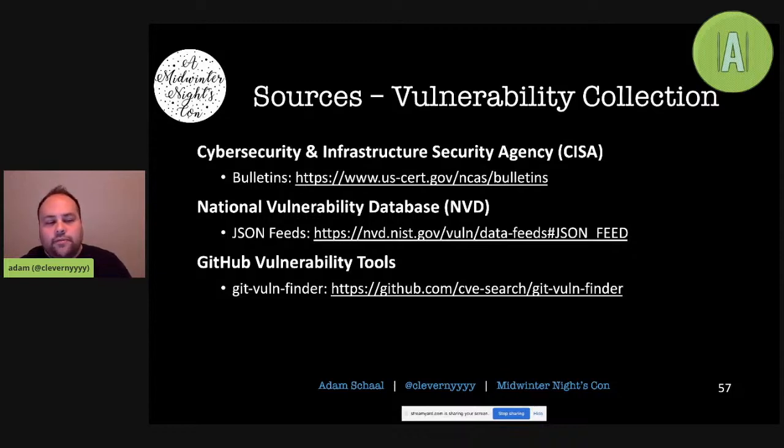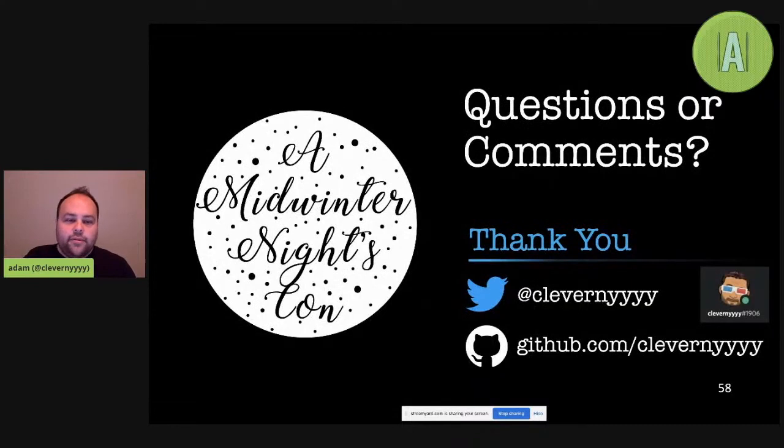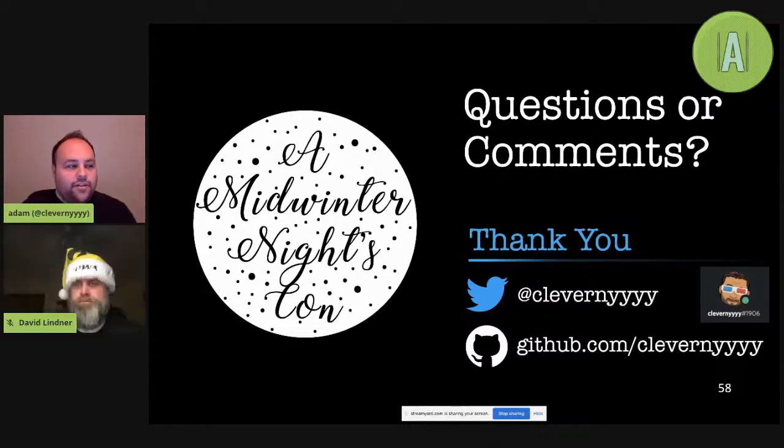We use the JSON feeds from the National Vulnerability Database, where we were automating grabbing everything that got modified in the last night, and then we were putting that into our databases. And then there's the Bulletins link if you wanted to check it out. But that's how you can build your own vulnerability management system from scratch using very little outside tooling. Thank you very much.